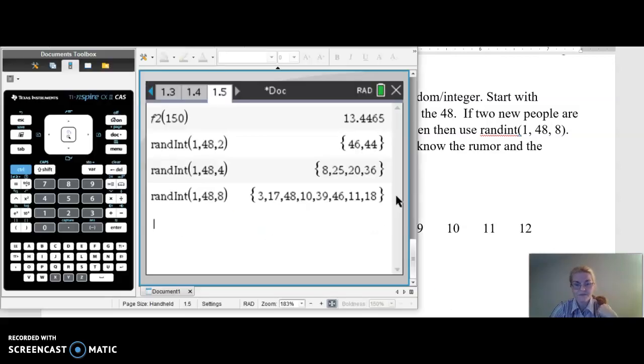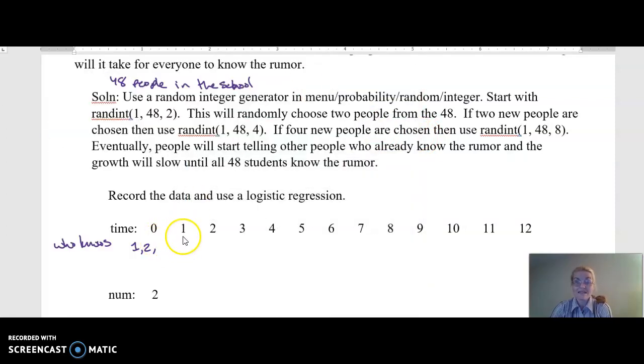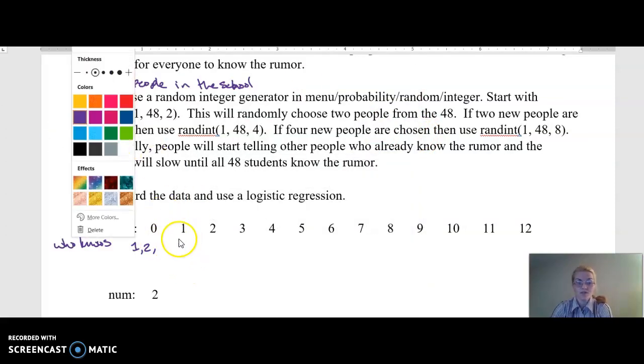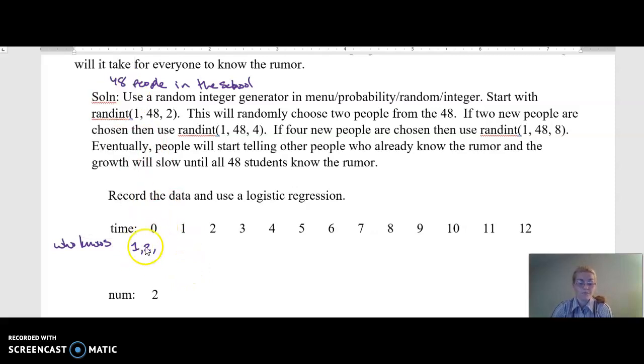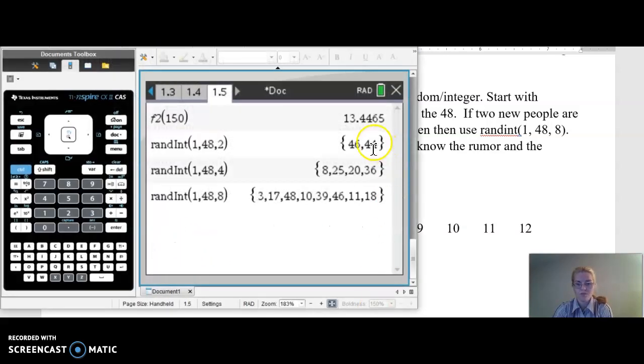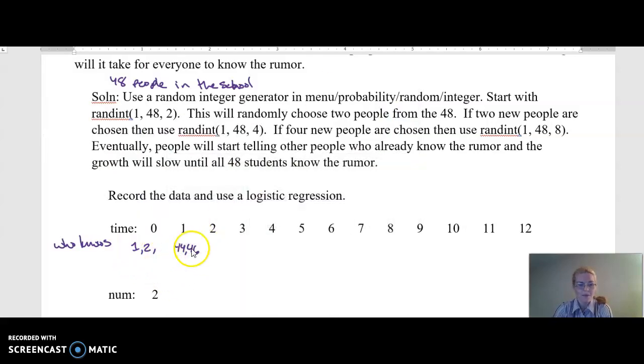So when we do that, I went ahead and did that. It told me 46 and 44. Those are the 2 random numbers that my calculator chose. So 1 minute later, who knows? Who has heard the rumor? Well, person 1 and person 2, because they created it. And then we said person 44 and person 46, right? So how many people total now know the rumor? 4 people.